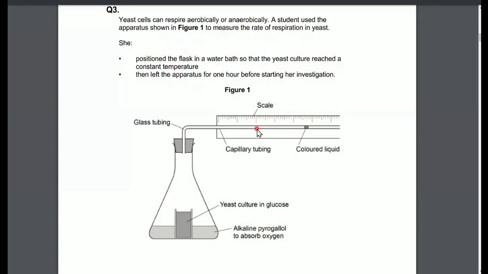Here we can see we've got a glass tubing, a delivery tube or a capillary tube. We've got a scale. We've got some colored liquid, normally red, and we've got yeast culture in glucose in a little container here. And then we've got this alkaline pyrogallol to absorb oxygen. So this is forcing the yeast to do what? It's forcing them to anaerobically respire, because obviously that's what we actually want to look at.